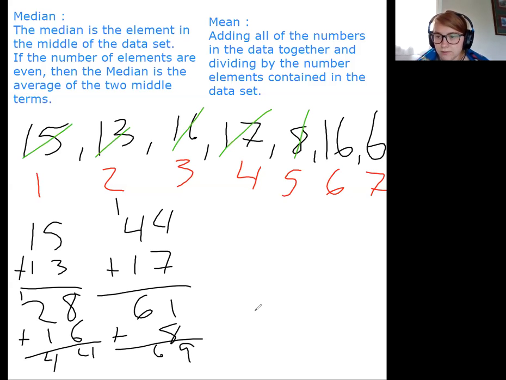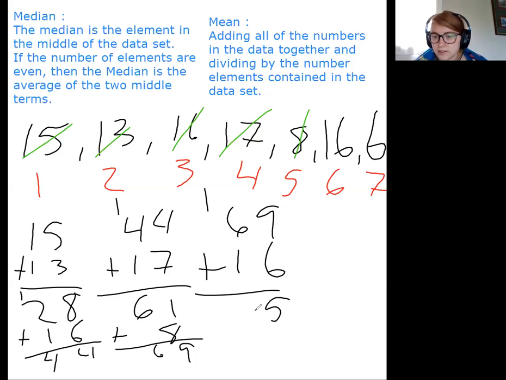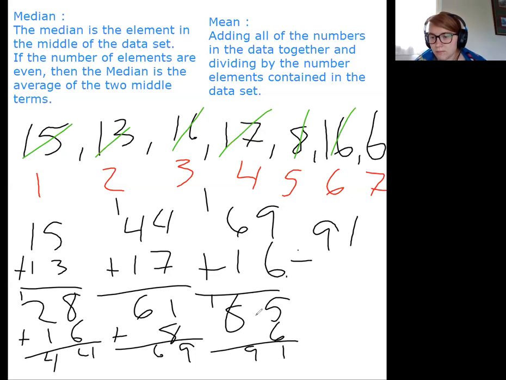Then we have 69 plus 16, which is 85. We can cross off that 16. And then 85 plus 6 is 91. So our total is 91, and we need to divide that by 7.